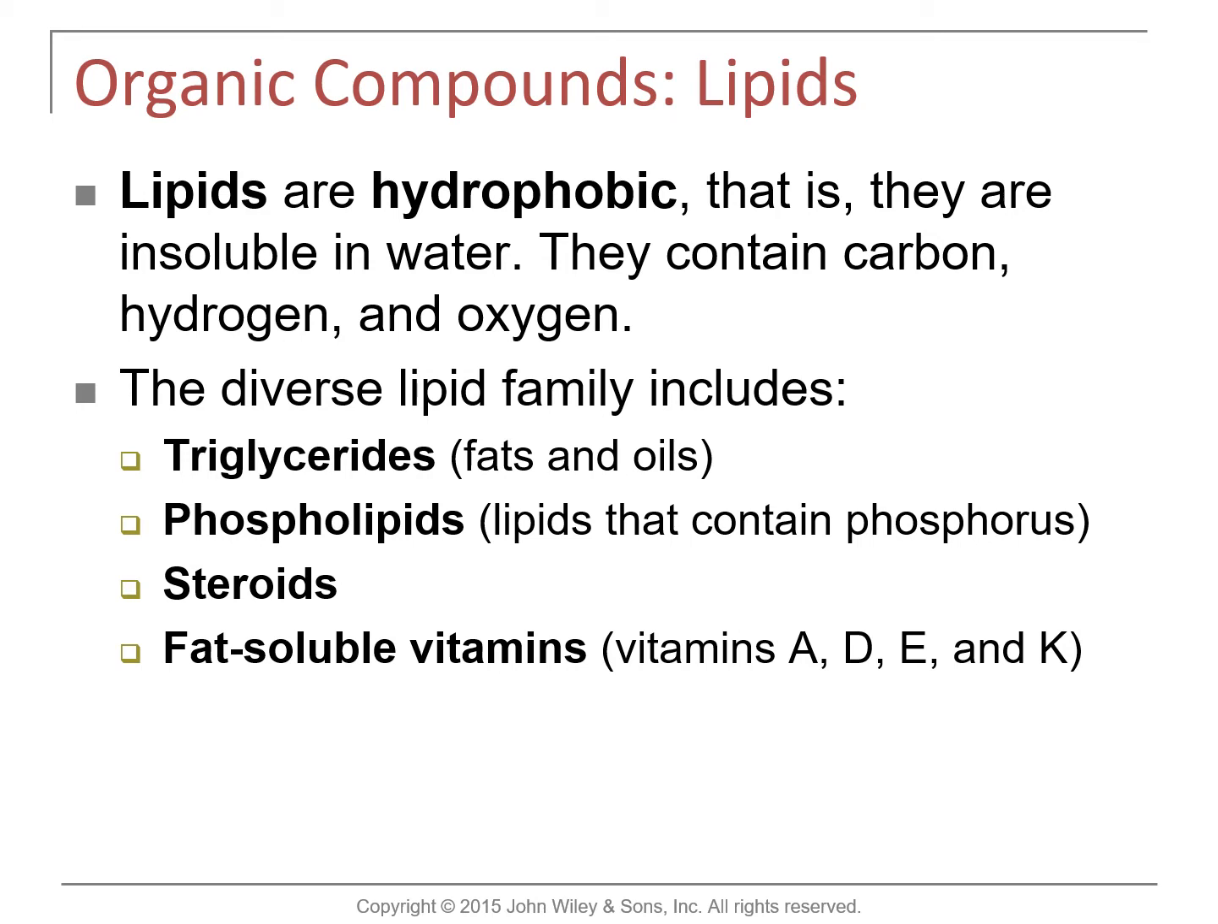You see this whenever you cook and you put oil in the pot of water for your pasta or your rice or whatever you're cooking. You see that the water separates from the oil or the fat, and the fats tend to aggregate and sit on top of the water. So this diverse group includes your triglycerides, which include fats and oils, phospholipids, which are lipids that contain phosphorus and a phosphate group, steroids, and the fat-soluble vitamins, which are vitamins A, D, E, and K. Please note that. So let's look at each of these groups.